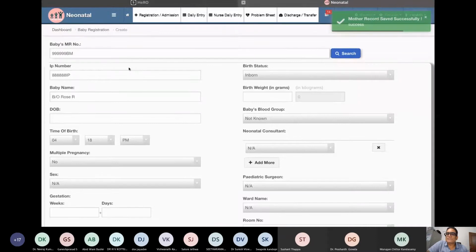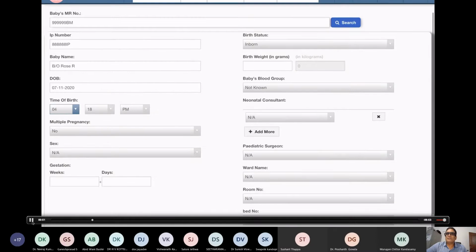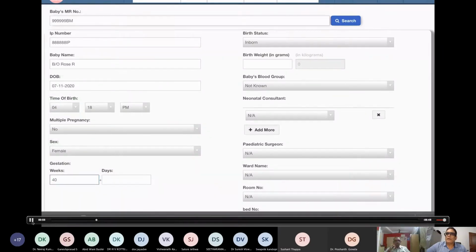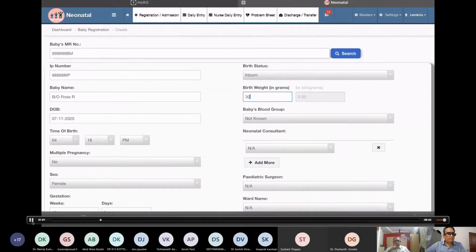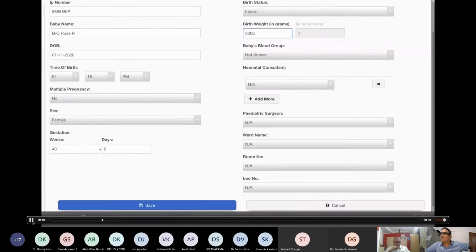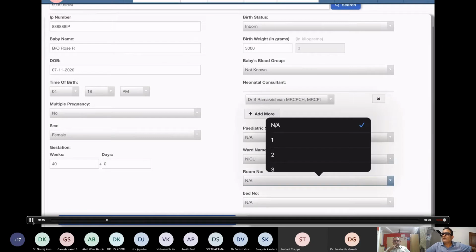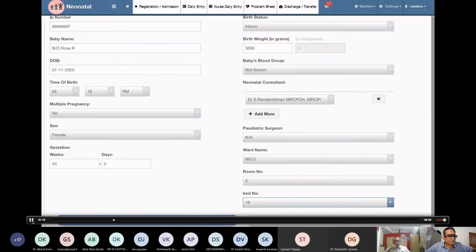And then I register the baby and put in the basic details like the date of birth, the gestation, male, female, right? And I also put in the weight of the baby. And just put in where I want the baby to get admitted, say, for example, in the neonatal intensive care, in room number 3 and bed number 18. So this is the basic information that I fill in for each baby, which a nurse can easily do.